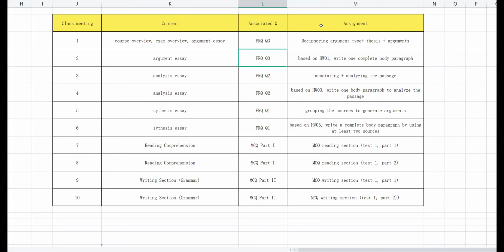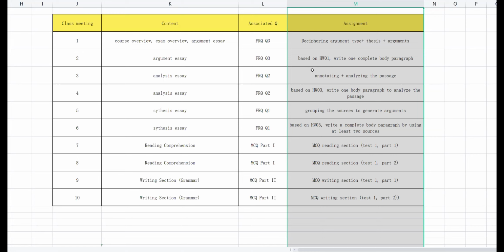And then on the far right-hand side, you will see the assignment. After each class, we're gonna assign you a practice. You can treat that like your review section, to really convert whatever we talk about in class into practice.